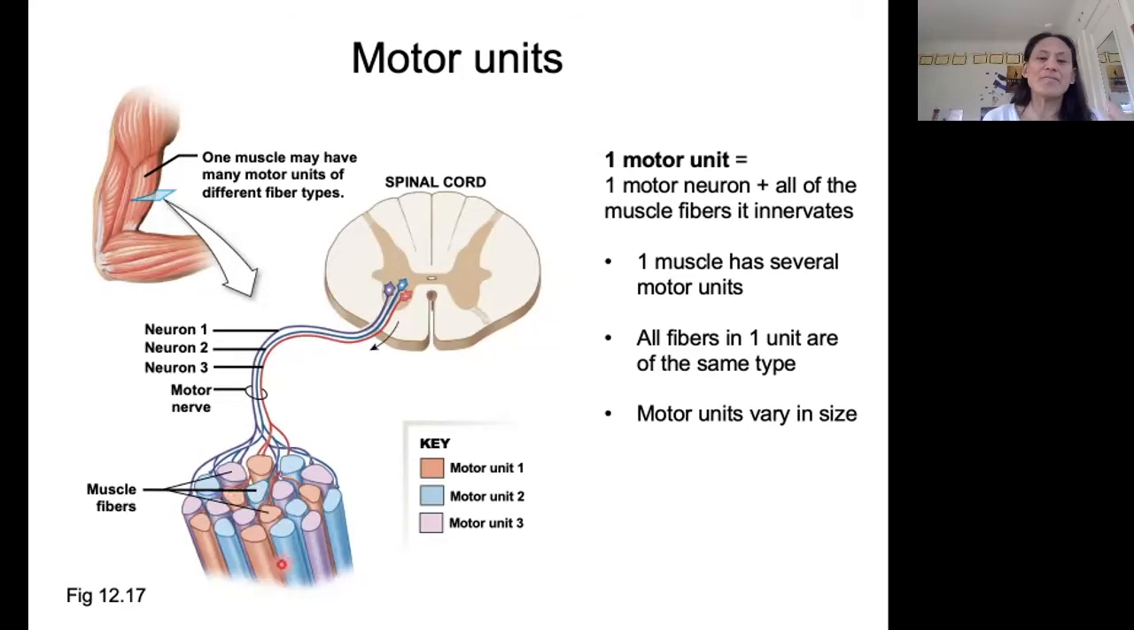So all of the fibers in one motor unit are the same type, and motor units are going to vary in size. Sometimes we have one motor neuron giving input to just a few muscle fibers. Other times we have one motor neuron giving input to hundreds of muscle fibers. I want you to take a moment to ponder this question: what are the functional implications of that? Why would you want motor units that vary in size? Just think about that for a few seconds.